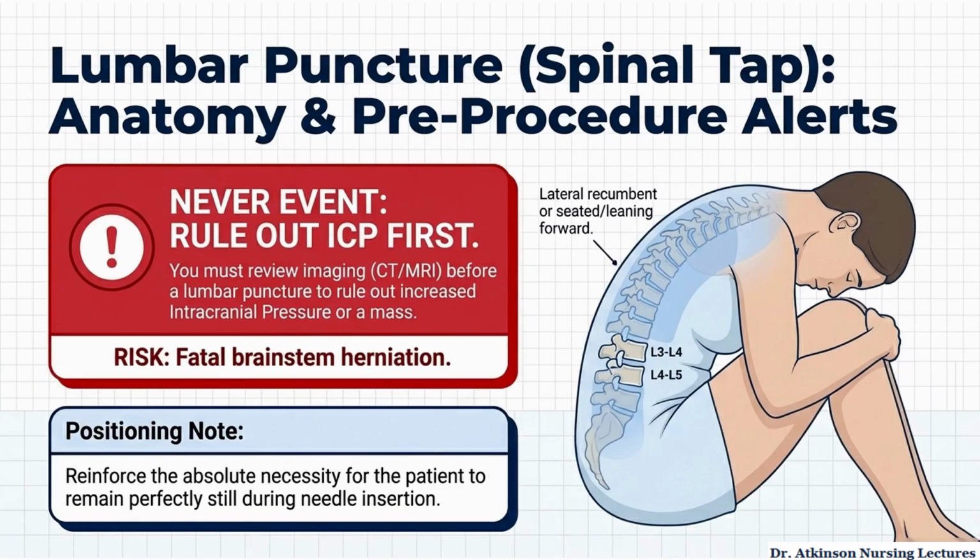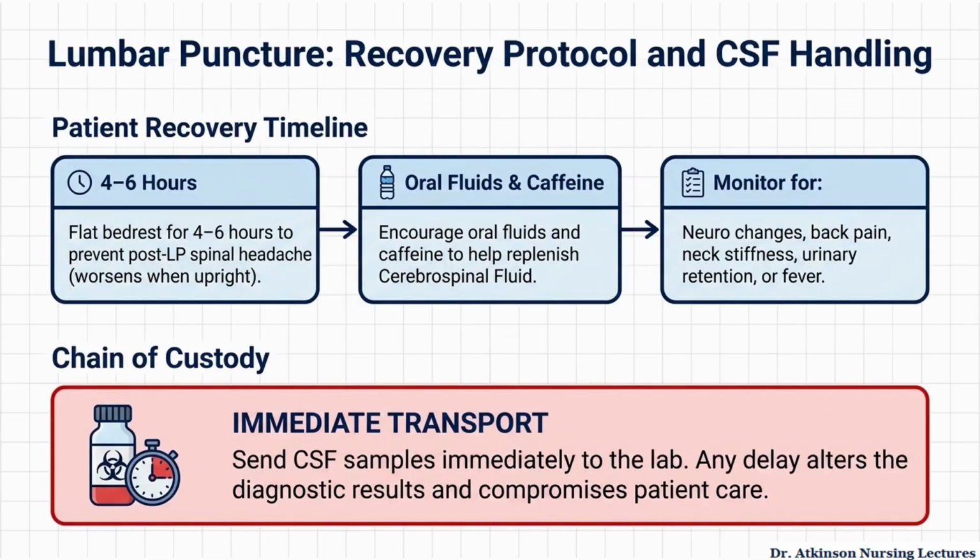Lumbar puncture, or spinal tap, is used to analyze cerebrospinal fluid for infection, hemorrhage, malignancy, multiple sclerosis, or pressure abnormalities. One major safety concern is increased intracranial pressure. If elevated ICP is present, lumbar puncture can potentially trigger brain herniation, which is considered a neurologic emergency. Because of that risk, CT or MRI imaging is often reviewed before the procedure. Patients are positioned either in the fetal position or leaning forward while seated, and they must remain completely still during needle insertion.